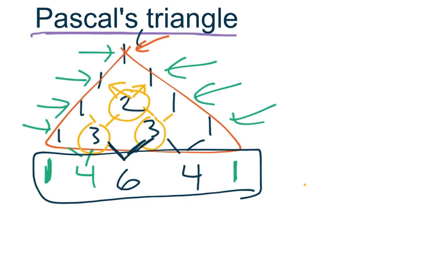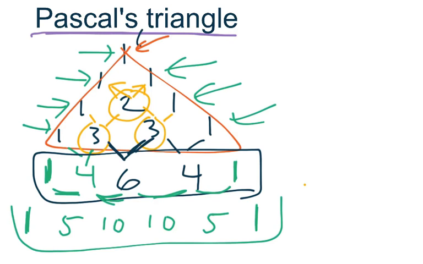Now could we go on to another row if we needed to? Why not? What's it going to begin with, guys? A 1, right? And then it's going to end with a 1. 1 and 4 make 5. 4 and 6 make 10. 6 and 4 make 10. 4 and 1 make 5. And there's our next row. Now guys, hopefully you now know Pascal's triangle. It's a basic pattern. And I could keep going on and on following the same pattern.